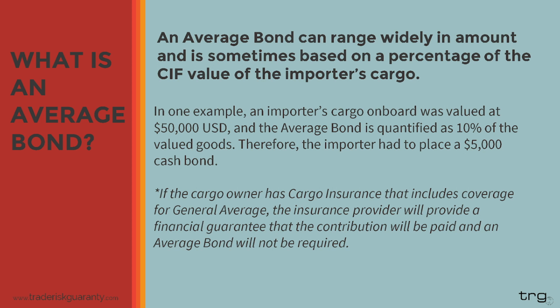Now, if a cargo owner has cargo insurance that includes coverage for general average, because we'll get into this a little bit more, but not all cargo insurance includes coverage for general average. But if your cargo insurance does, then the insurance provider will provide a financial guarantee that the contribution will be paid. Therefore, an average bond will not be required, and the cargo owner can immediately claim their goods.